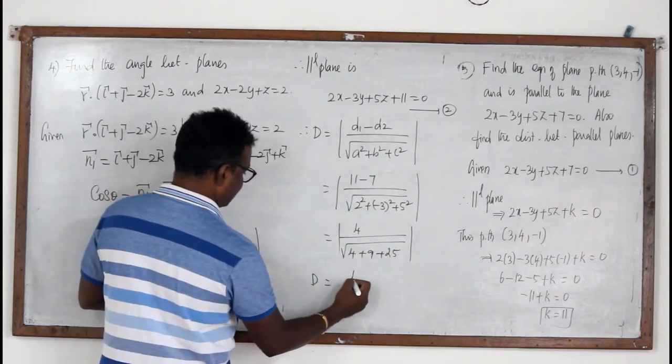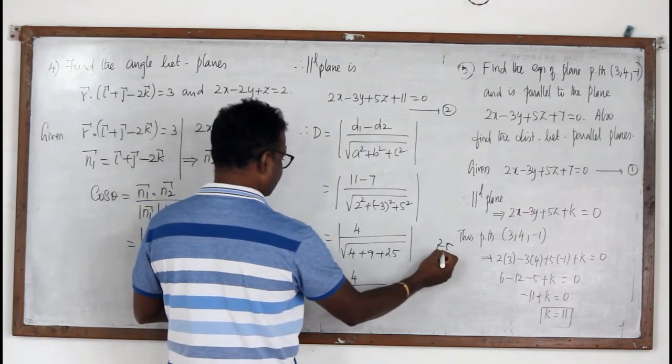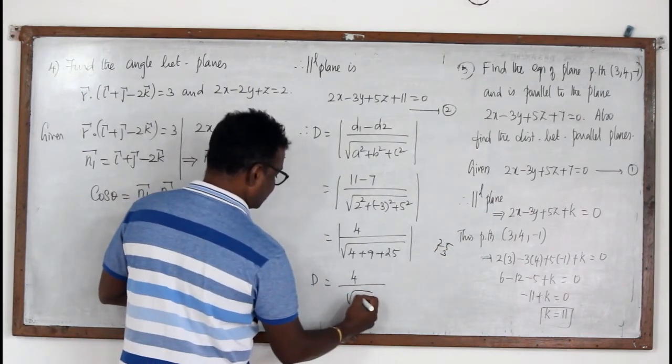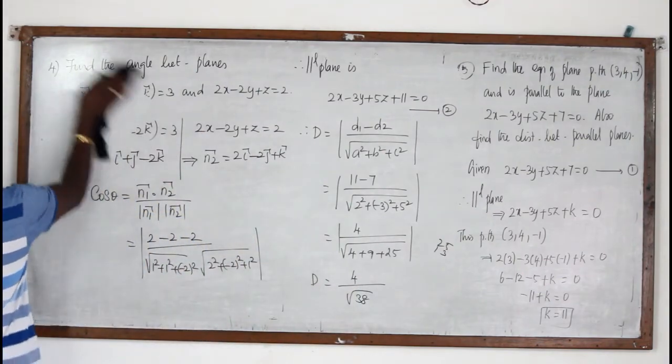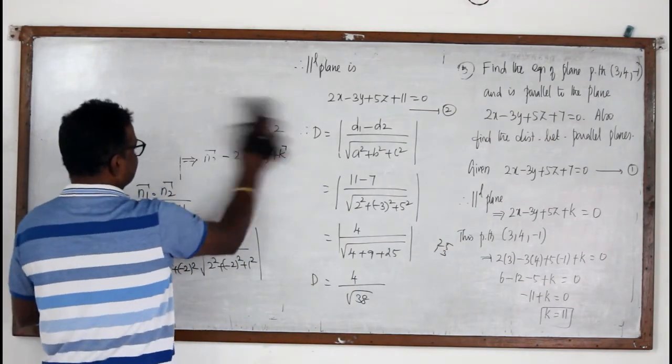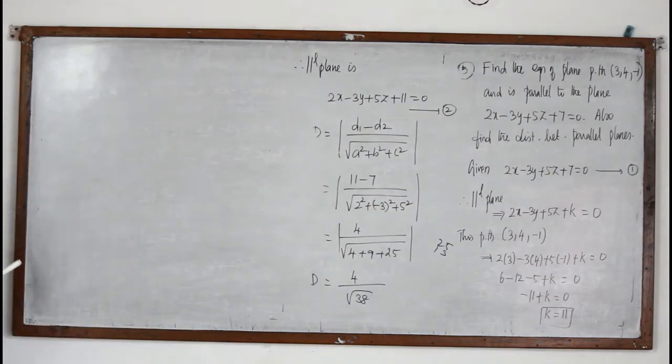Therefore d is given by 4, with positive only. 25 plus 13 is 38. It is root 38. So this is how we can find the distance between parallel planes. Now we should go for the next problem, problem number 6.